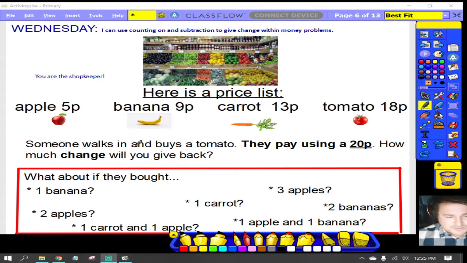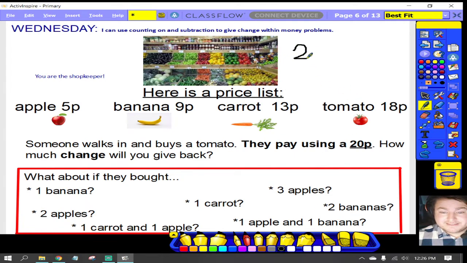Someone walks in and buys a tomato. They pay using a 20p. So let's have a look at our key up here. Tomatoes are 18p. They pay using a 20 pence piece. How much change will you give back? And don't say you're not going to. You are. So, two methods. First method is subtraction, but let's see if this is effective. Whilst I'm working this out, I wonder if you can think of a better way.